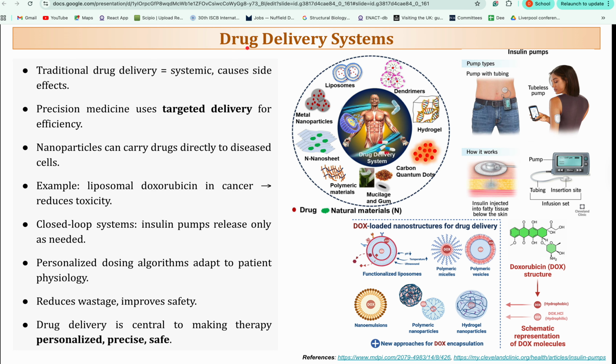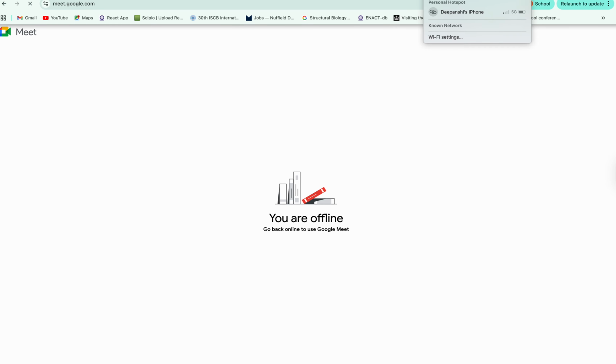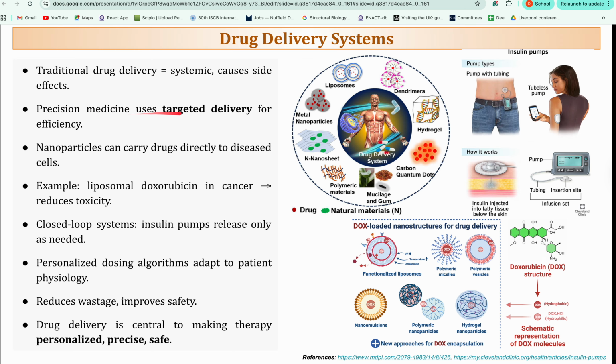Okay, so in terms of drug delivery systems, the traditional drug delivery was systemic and it also caused side effects. But with the help of precision medicine, it uses targeted delivery for efficiency. Nanoparticles can carry the drugs directly to diseased cells. Example, liposomal doxorubicin in cancer, it reduces the toxicity.